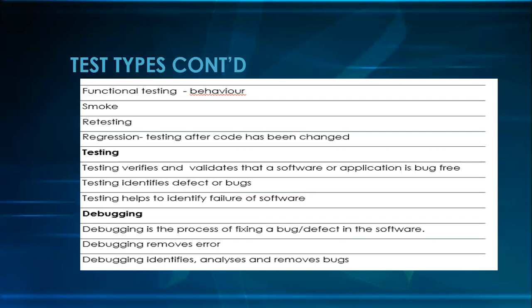Then we've got debugging. What is debugging? You have found a bug. You want to debug it. You want to find the cause. You want to find a fix. Debugging is a process of fixing a bug or defect in the software. Debugging removes errors. Debugging identifies, analyzes, and removes bugs.